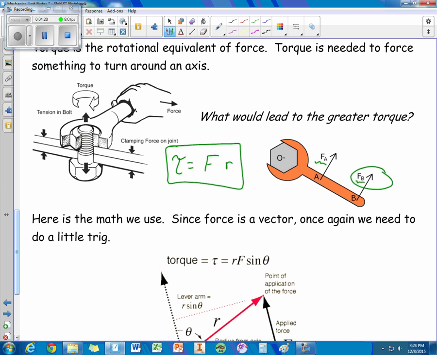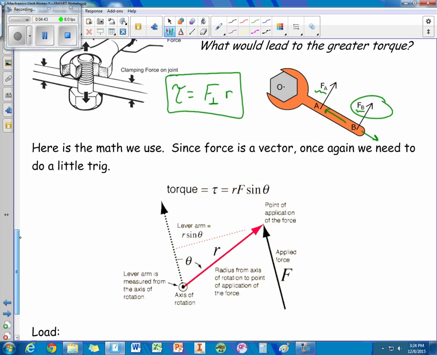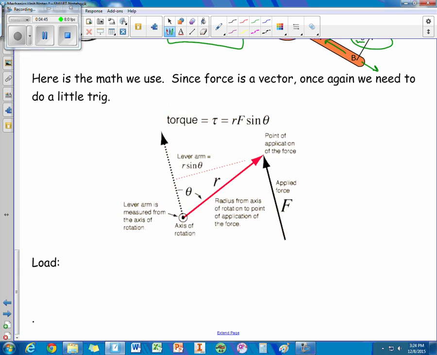But we have to be careful. Notice that a force pulling in this direction would not rotate that wrench, or a force pointing in this rotation will not turn that wrench. This force must be perpendicular to the lever arm distance in order for it to create a torque. That's very, very important. So this means that we're going to have to do just a little bit of trigonometry.